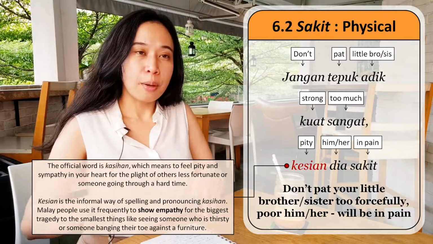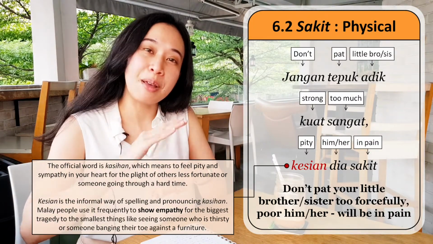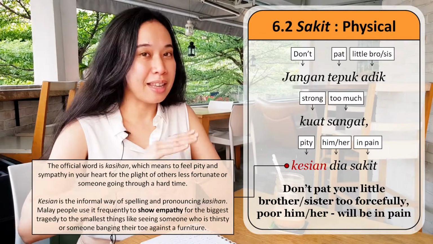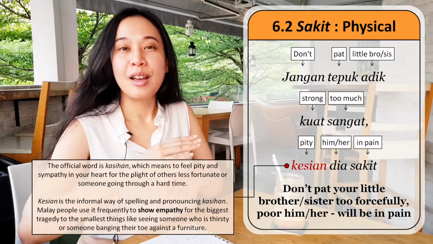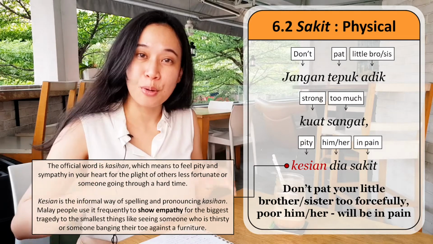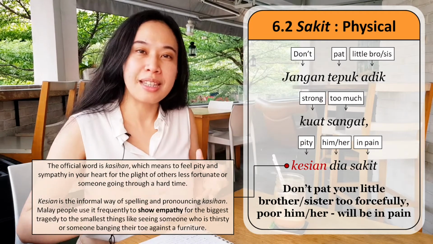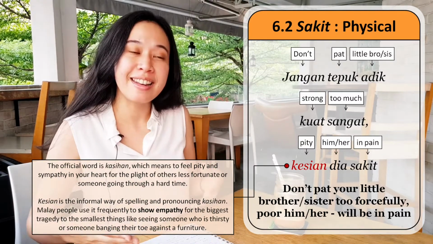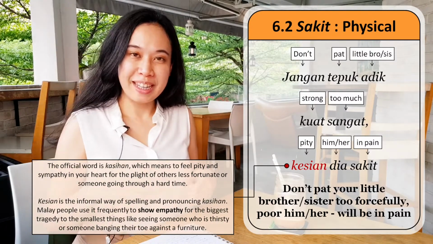Jangan is don't, tepuk is this motion where when parents want to make their babies go asleep, they sort of tap them on the shoulder gently like that. So in Malay, that is tepuk. So jangan tepuk adik. Don't tap your younger brother or your younger sister too strongly. Kesian dia sakit. Don't you pity him or her, because it will cause pain. Kesian is to feel pity for someone.